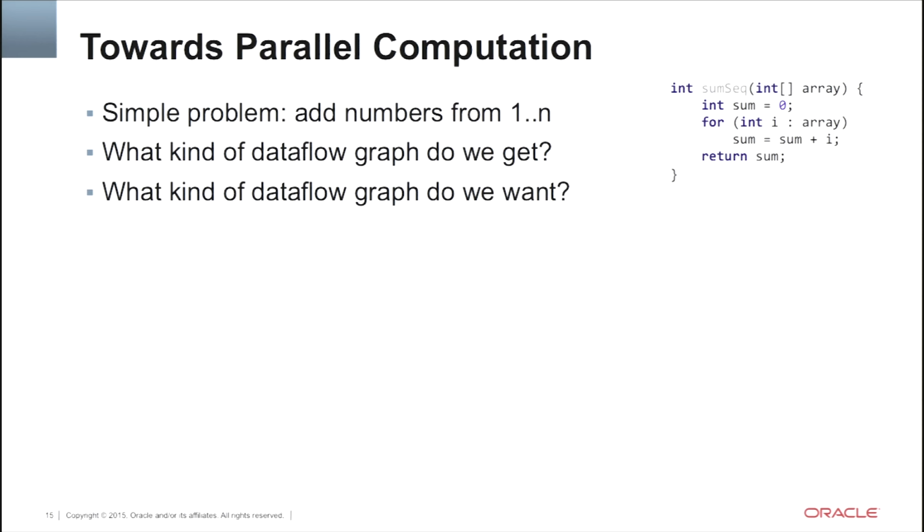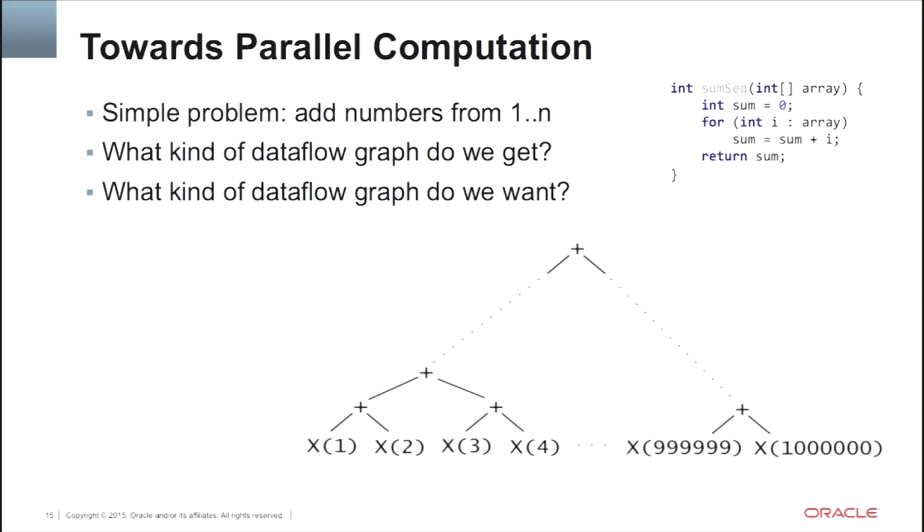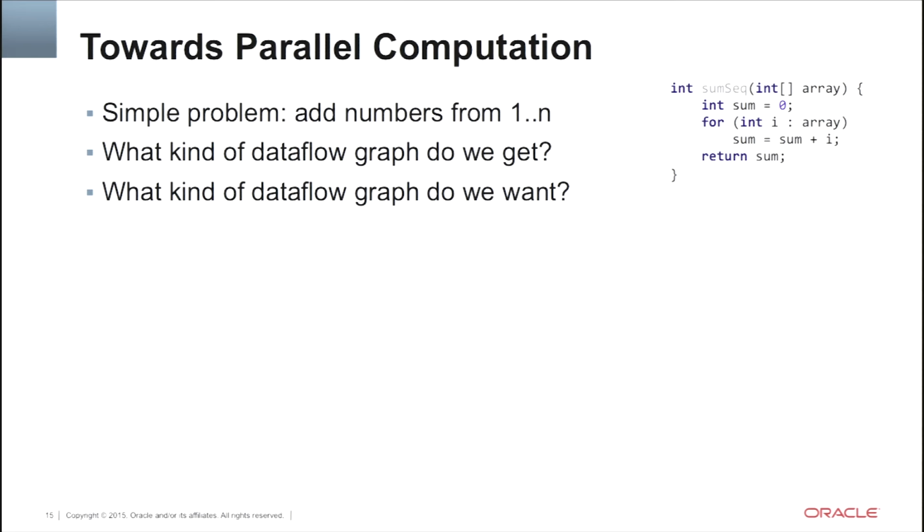Okay, so you have to ask yourself, what kind of data flow graph do you want? Well, we want a data flow graph that looks more like this. Do as much computation at the leaves as we can, where I can do x1 and x2 in parallel, x3 and x4 in parallel, and then add their sums in parallel, et cetera, and the only operation that ends up being sequential is that last addition at the top, right? That's the best we can do. So how are we going to get there? Well, let's try a few things.